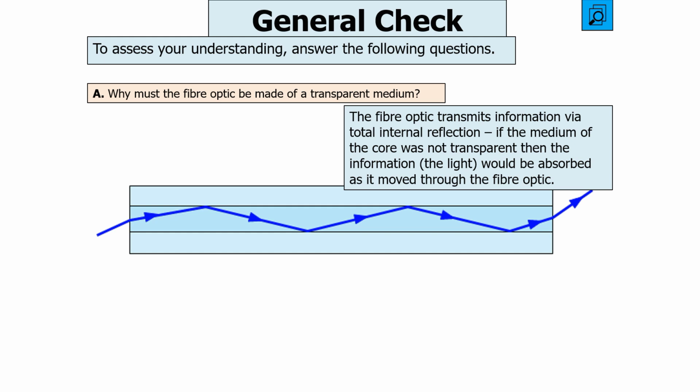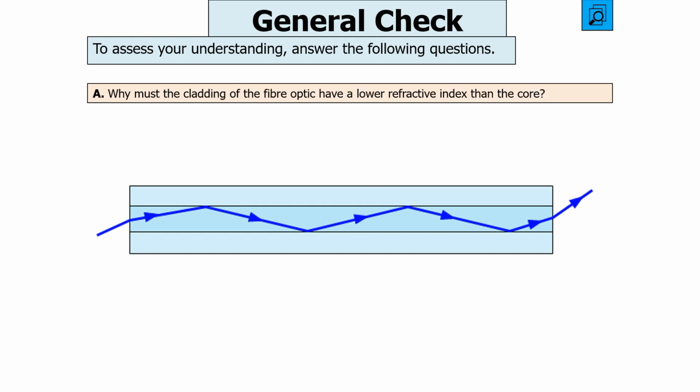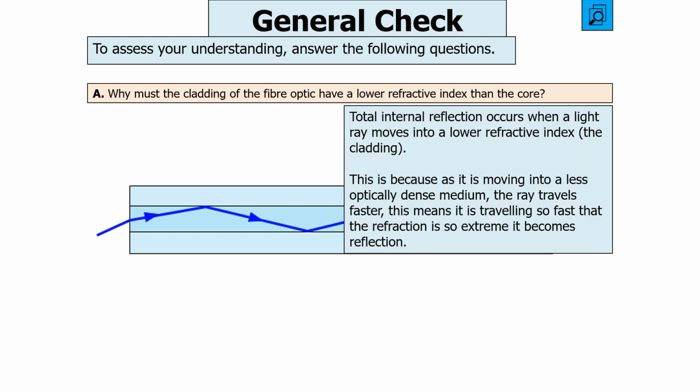fibre optic. Why must the cladding of the fibre optic have a lower refractive index than the core? So pause the video now, then unpause the video when you want to go through your answer. Total internal reflection occurs when a light ray moves into a lower refractive index, the cladding. This is because as it's moving to a less optically dense medium, the ray travels faster. This means it's travelling so fast that the refraction is so extreme it becomes reflection.